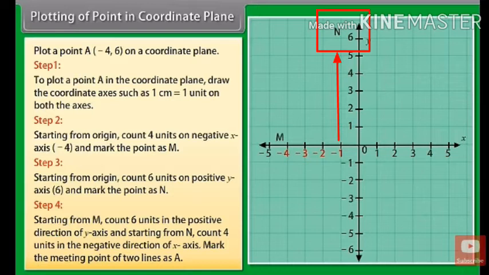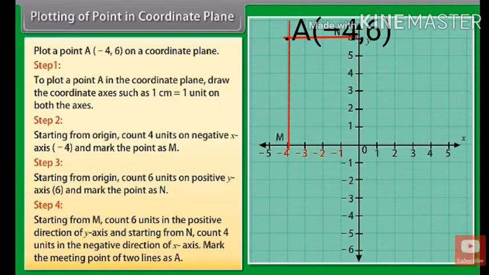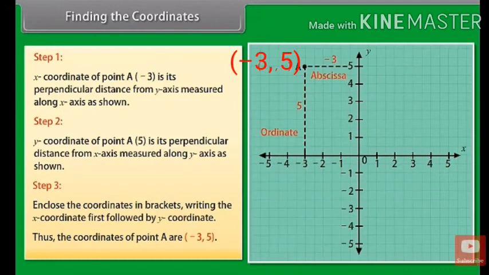Step 4: starting from M, count 6 units in the positive direction of the y-axis, and starting from N, count 4 units in the negative direction of the x-axis. Mark the meeting point of the two lines as A. This A represents the position of (-4, 6) on a coordinate plane. Next example: finding the coordinates of point A.